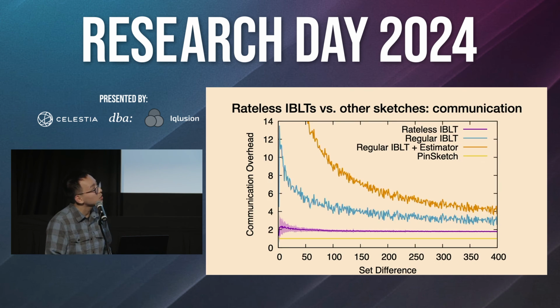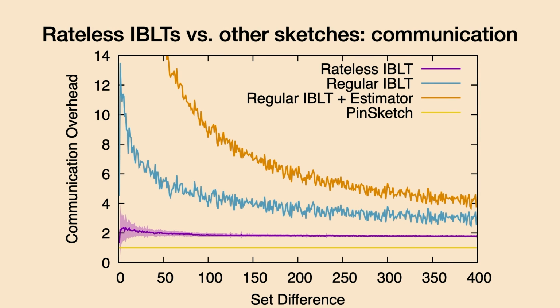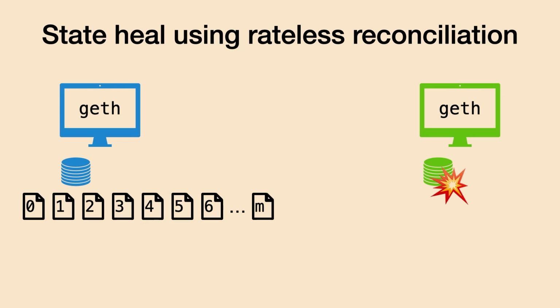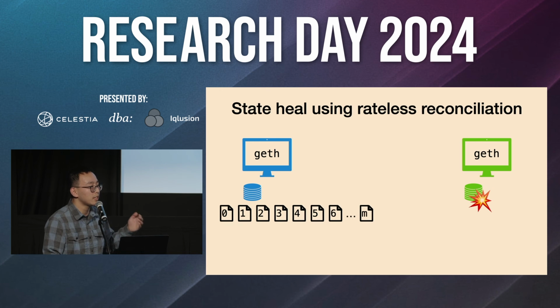So we did some simulations and compared with other reconciliation schemes, which is uninteresting for this particular occasion, so I will dive into state heal right away. I mentioned that you want to synchronize two state databases, which each hold a bunch of state entries, right? Fixed-length bit strings. So you can use exactly the same scheme.